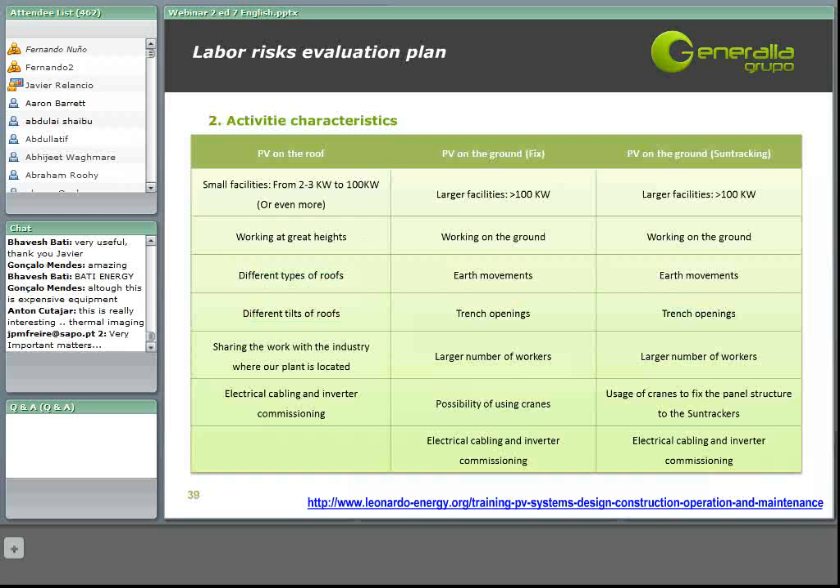For a PV installation on the roof of a building, some of the hardest risks would be the fact that we are working at great heights, and that there are different types and tilts of roofs, and we can cause leakages, or as we have already said, the roof can break, and that may cause a risk to our laborers. In a PV on the ground, for both fixed and sun tracking systems, it might be risky working with a larger number of workers, so that we cannot control all of them. Also, we will probably have to use cranes, and this can be risky.